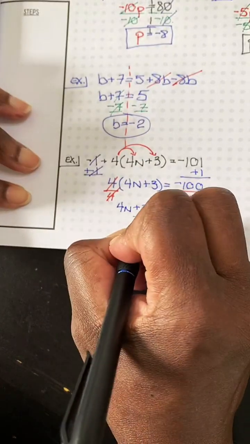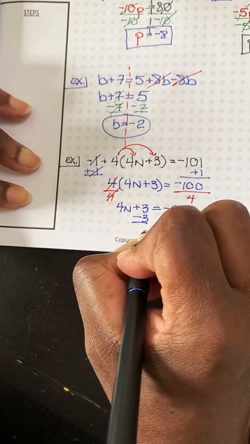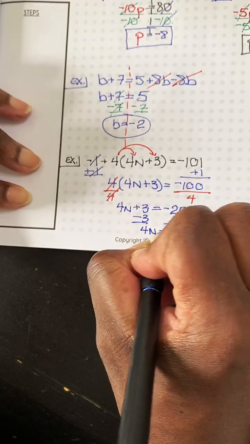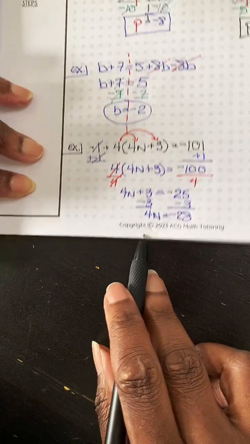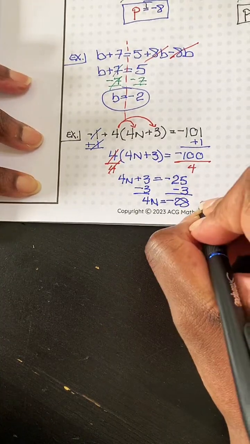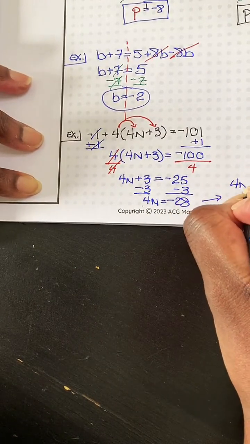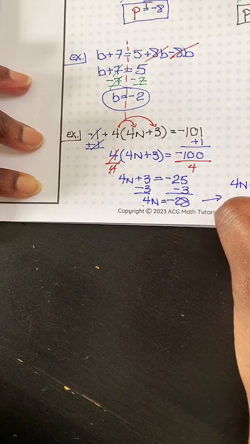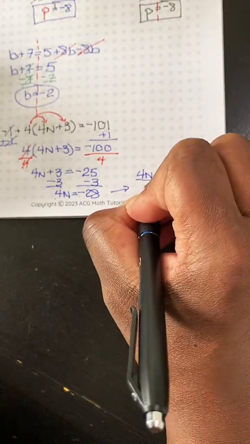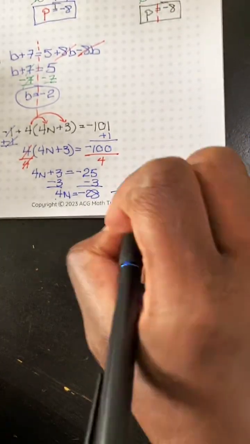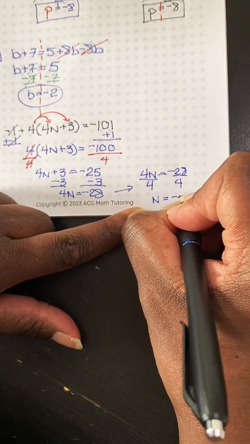So now we're going to subtract the 3. So that gives me my 4n is equal to negative 28. I don't want to know what 4n is. I want to know what n is. And since I ran out of space, I'm going to put it over here. Because now I got my 4n is equal to negative 28. And what I need to do is divide both sides by 4. So that means my n equals negative 7.